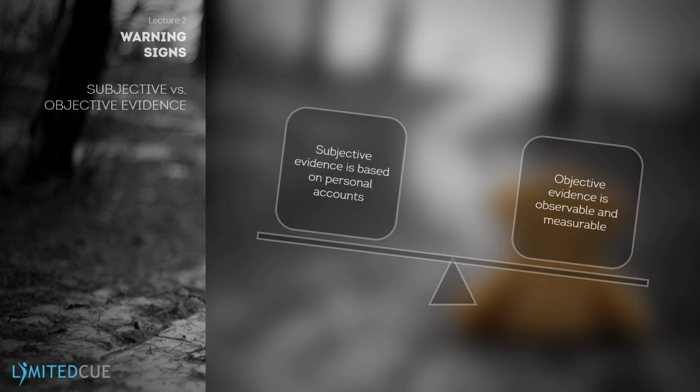Objective evidence is observable and measurable. It can be repeated by anyone and they will get the same outcomes if the procedure is followed correctly. It minimizes human biases and uses multiple measures instead of a single perspective.